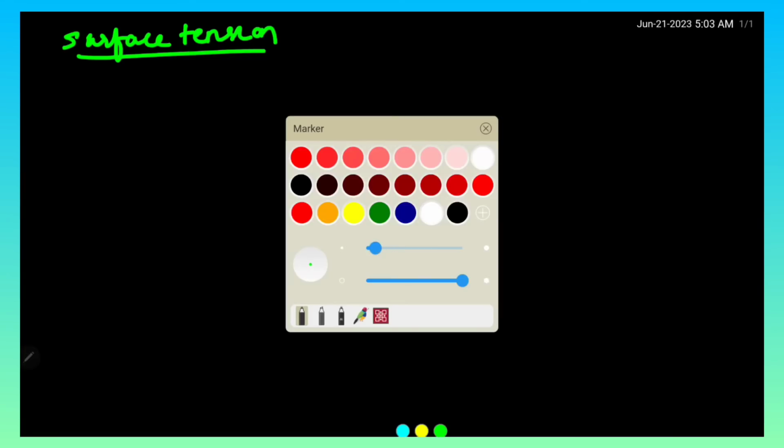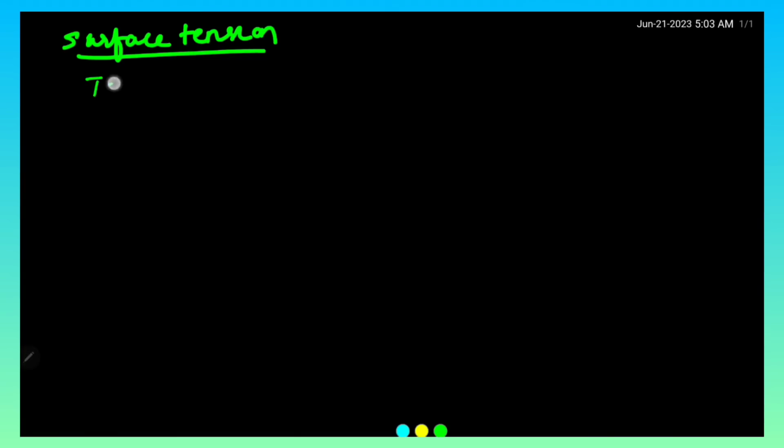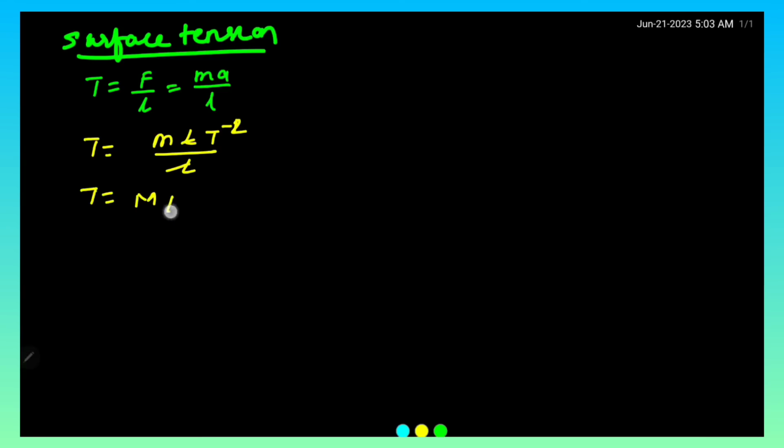How to find out the dimensional formula for surface tension? Okay, surface tension, it's very easy to find out the dimensional formula for surface tension. The formula is surface tension is equal to force per unit length. So force is nothing but mass into acceleration by length. Now therefore tension is equal to mass, acceleration is L t power minus 2 divided by length. So length gets cancelled. Surface tension is m L power 0 t power minus 2.